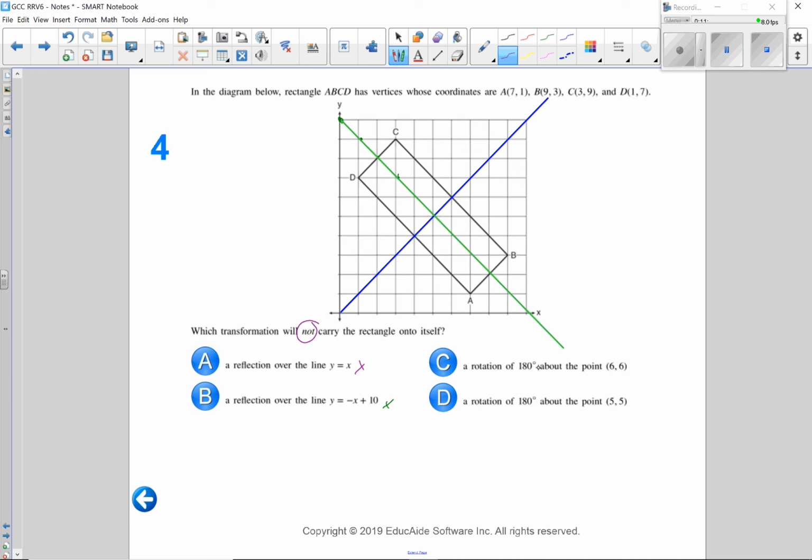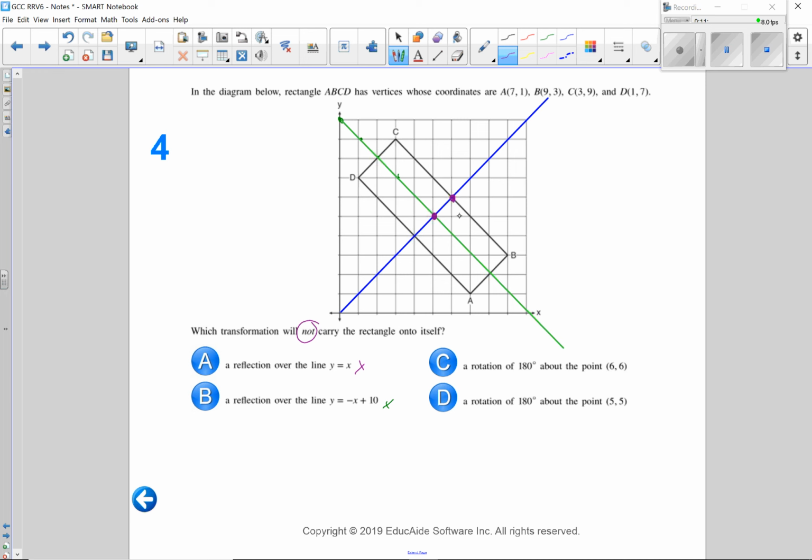So again, a rotation of 180 degrees, that's a good sign because 180 degrees could rotate onto itself. It all depends on the point. So we've got 2 points. 6, 6: 1, 2, 3, 4, 5, 6, and 1, 2, 3, 4, 5, 6. If I put that point right here, that's 6, 6. 5, 5 is right here. If you look at this, especially since I now have the 2 lines here, that's the center of that rectangular area.